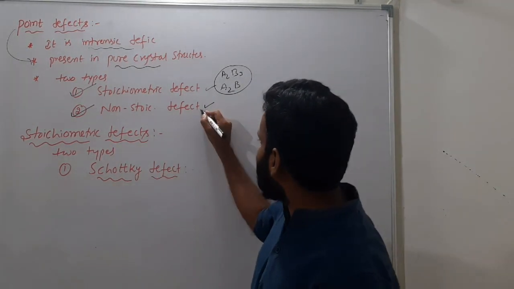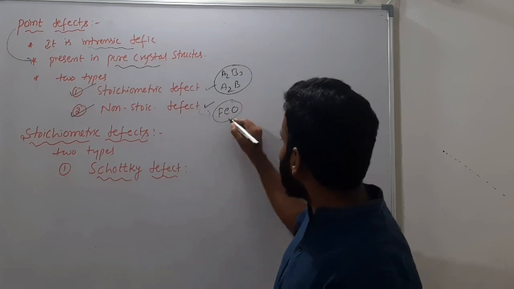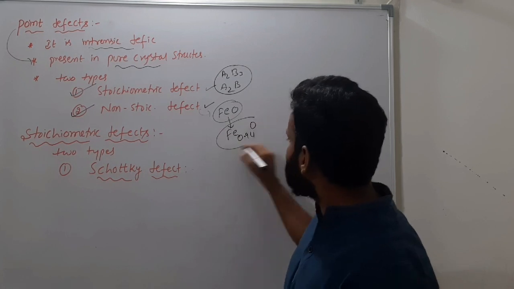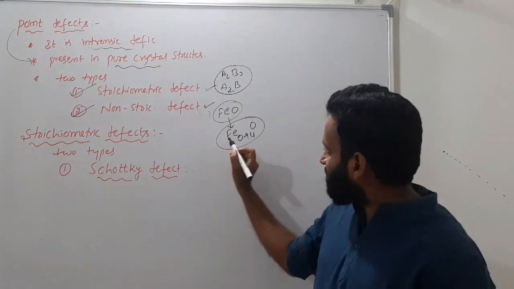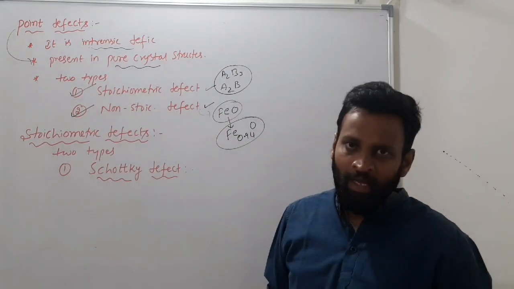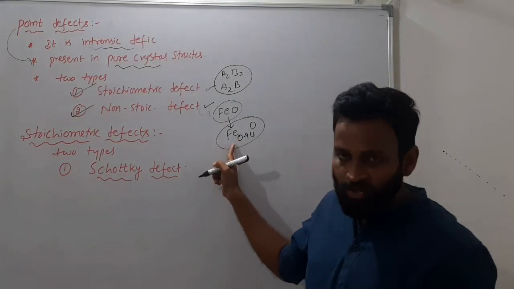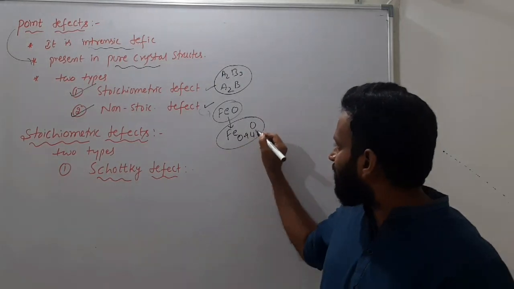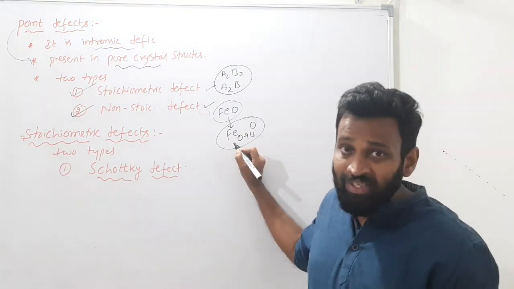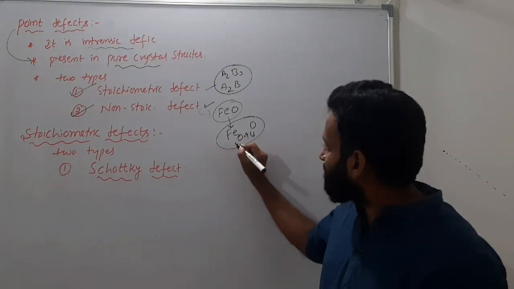But in non-stoichiometric defects, suppose you have FeO, and FeO is changed into Fe0.940O. That means stoichiometry has changed, meaning some iron is missing. Some amount of iron is missing as Fe2+ or as Fe3+. We will do some numericals based on Fe0.940O like that: what is the Fe2+ percentage and what is the Fe3+ percentage. Those kinds of numericals are very important, and we will do them. So this comes under non-stoichiometric.